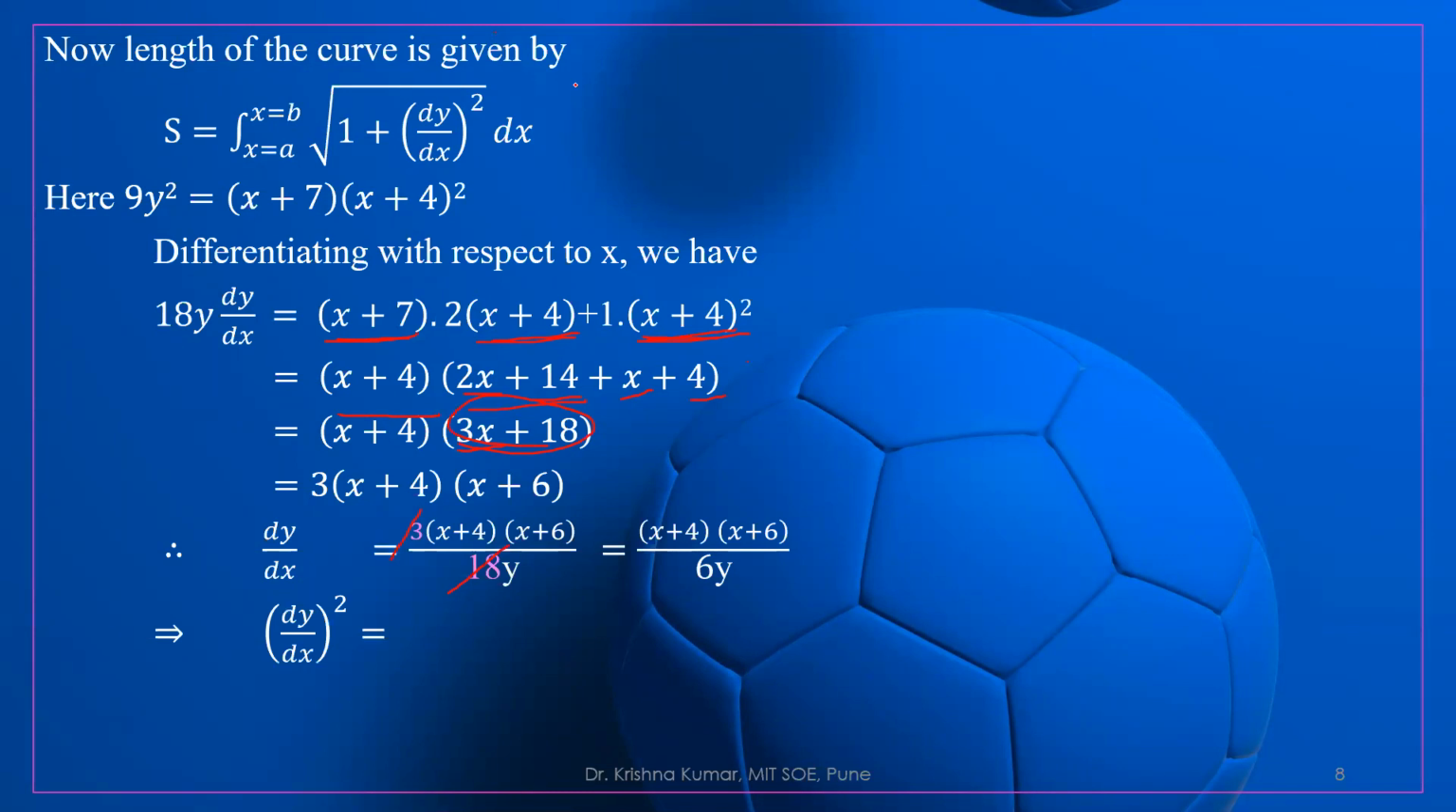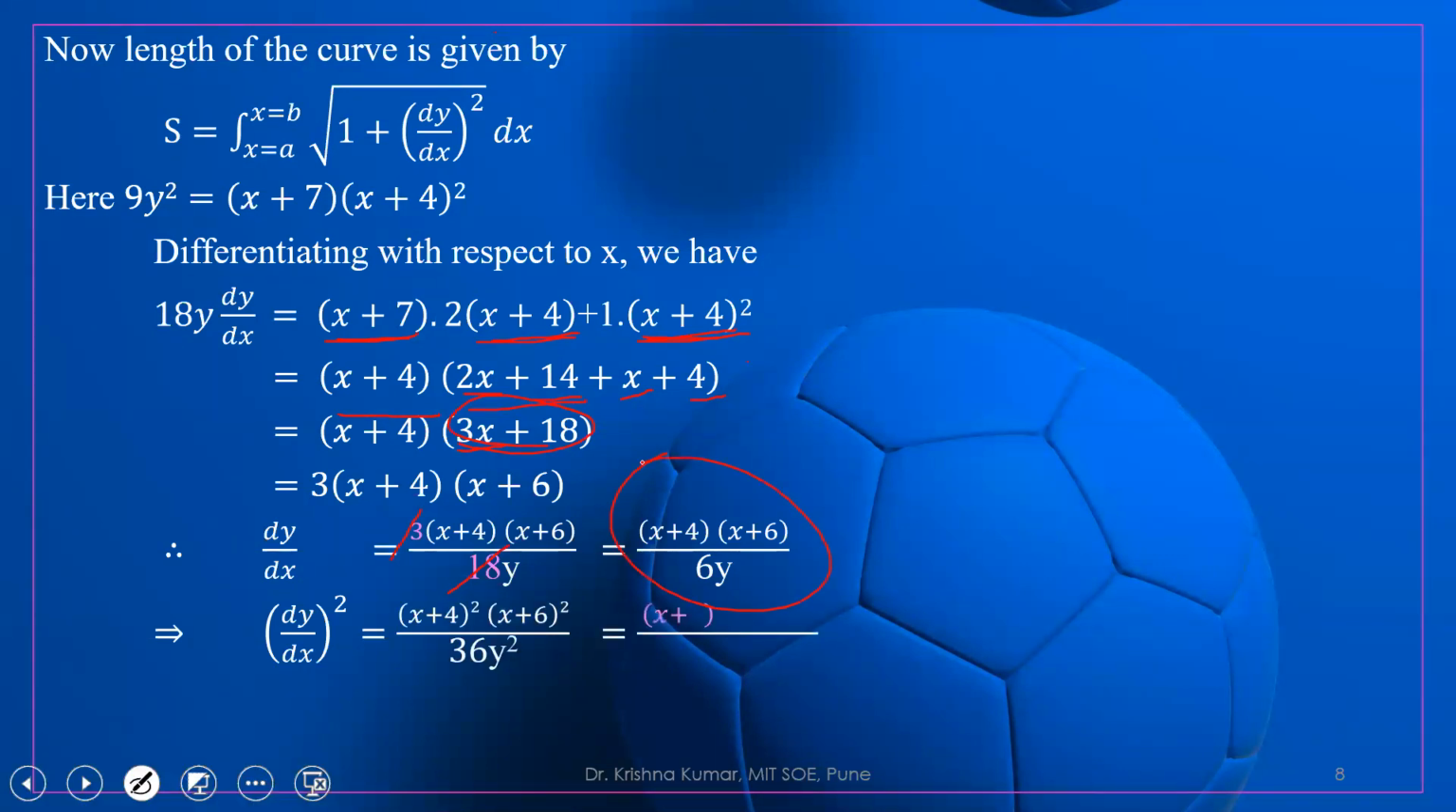So dy/dx whole square, let us write down this square. It is (x plus 4) whole square (x plus 6) whole square divided by 36y square. Again, what is the value of 9y square? Because it is 36y square, 36y square can be written as 4 into 9y square. And 9y square from here is (x plus 7)(x plus 4) whole square. So (x plus 4) whole square cancels, and we get (x plus 6) whole square divided by 4 times (x plus 7).